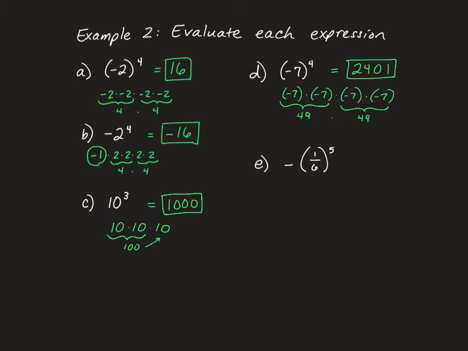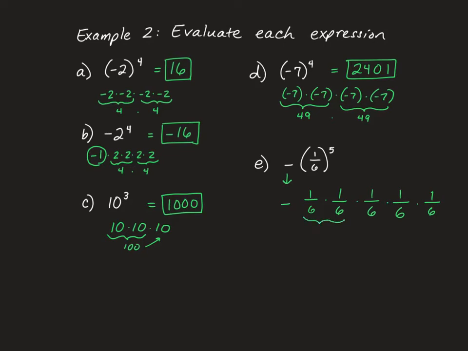For letter E, we're going to have this negative stay out front, and then I have 1/6 multiplied 5 times. You'll notice that the negative, once again, is outside of the parentheses, so that means that this negative is not to the power of 5. It stays out front and becomes part of the answer. So now we're going to multiply these together.